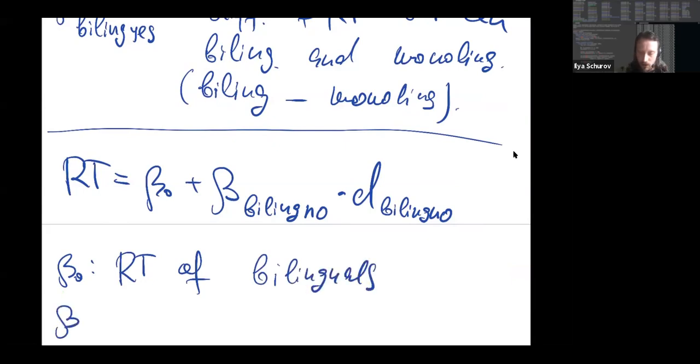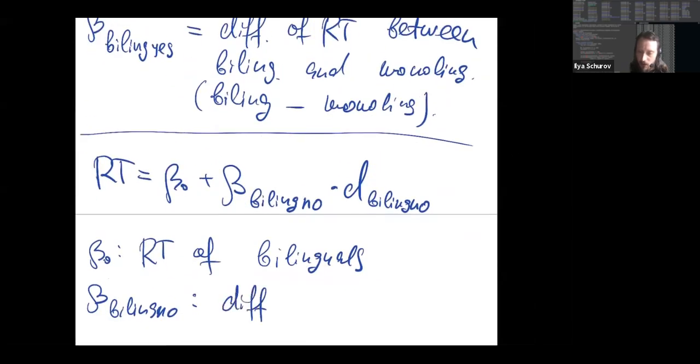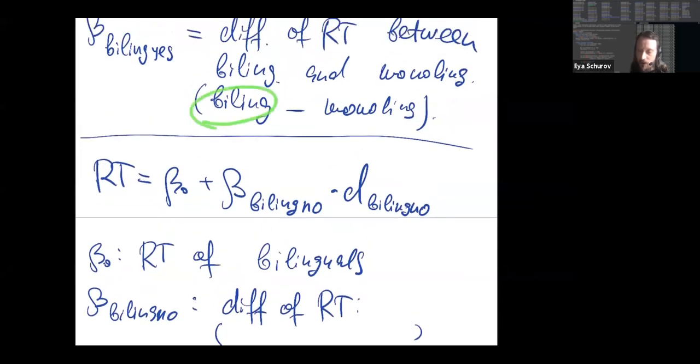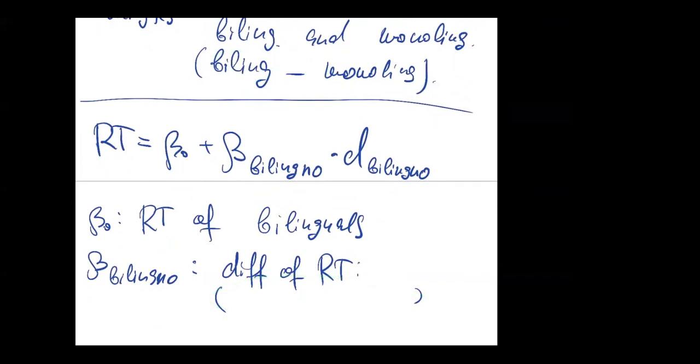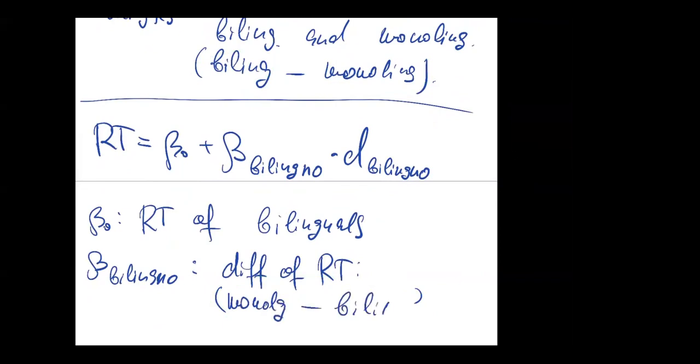Yes, and beta monolingual null is again a difference of reaction time, but what kind of difference? Here it was bilinguals minus monolinguals, and what would you get here? Monolinguals minus bilinguals. Exactly.